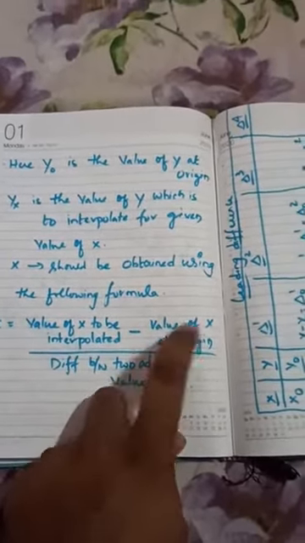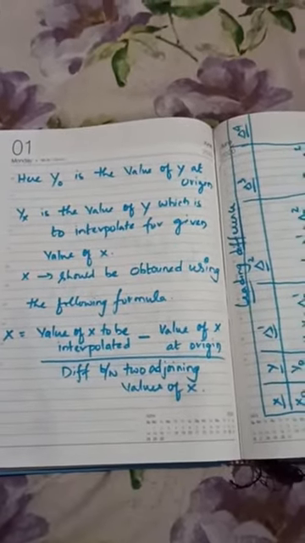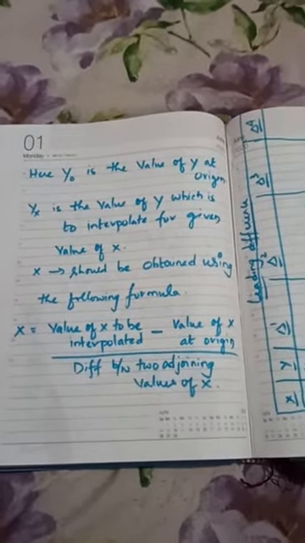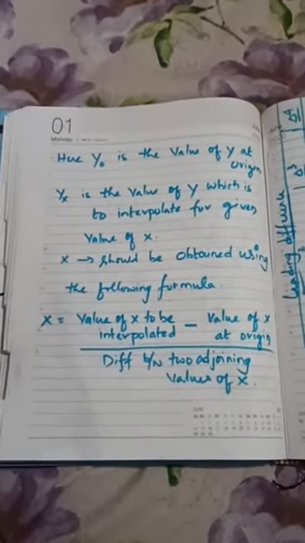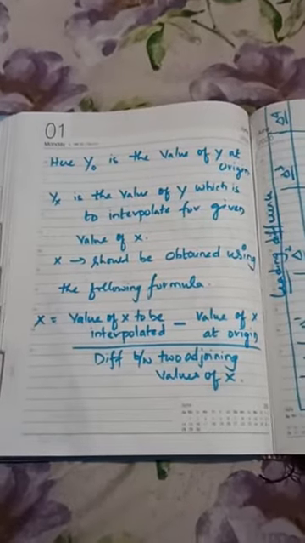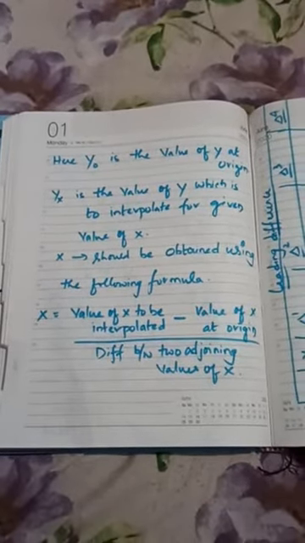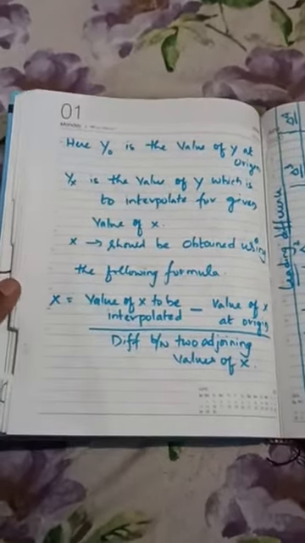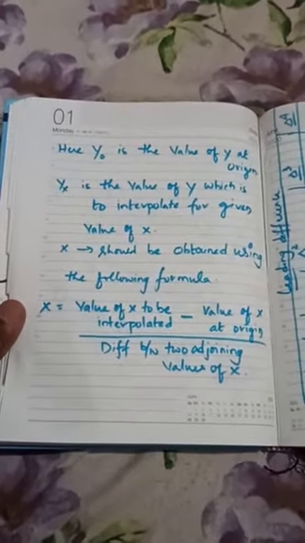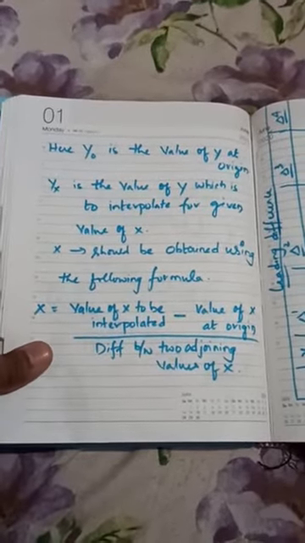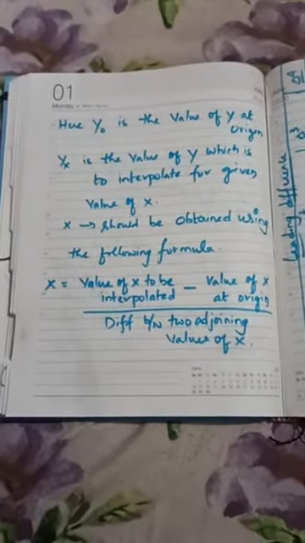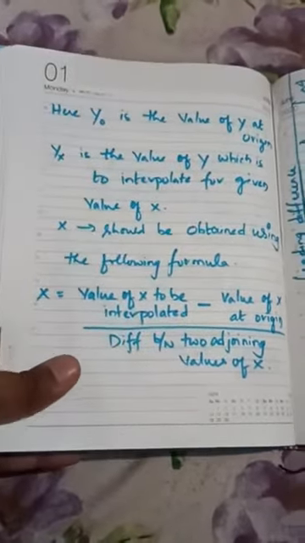Minus value of x at origin. So the first value of x. At the origin of x, we have to write the x naught value there. Clear? Divided by the common difference between two adjoining values of x. So the common difference between the x observations should be written, the difference between the two adjoining values of x. So let us see the leading difference, how to calculate it in the table format. Here comes the table.